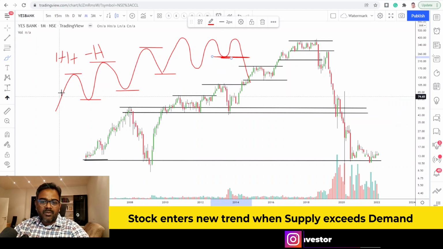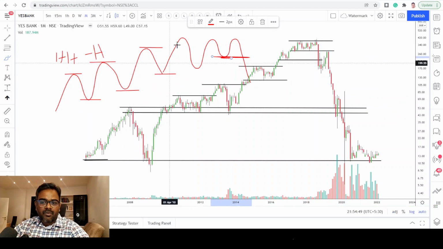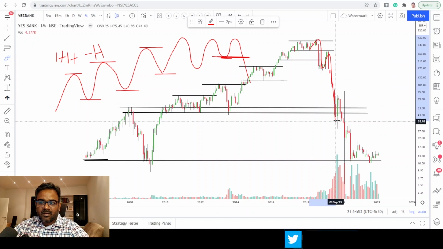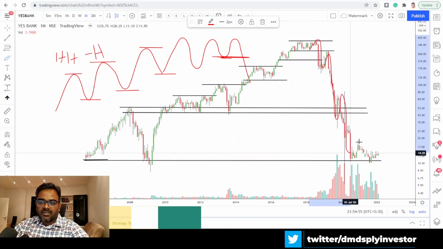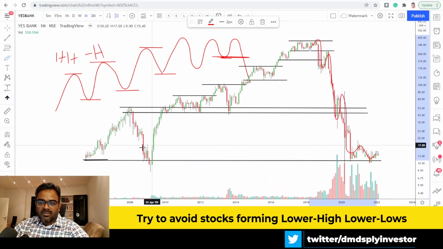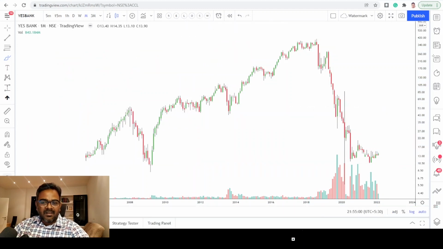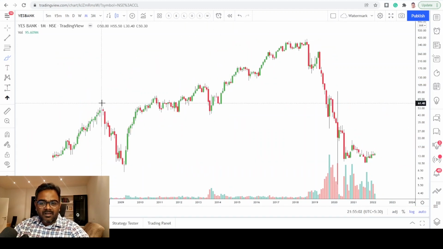Now remember, you need to have this kind of a trend for an uptrend, and the moment you have this kind of a trend, this is a downtrend, right? You do not want to be in stocks like this, and you want to be in stocks which are going up like this. Now that's one of the simplest ways to identify demand and supply zones.